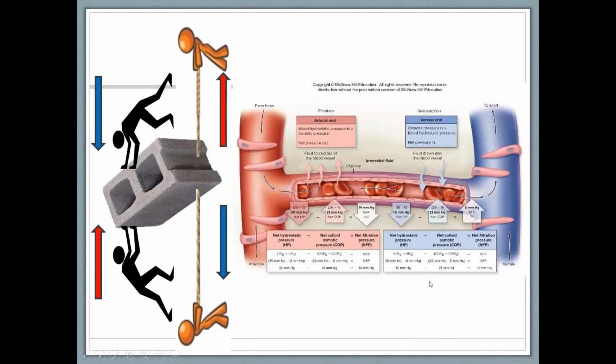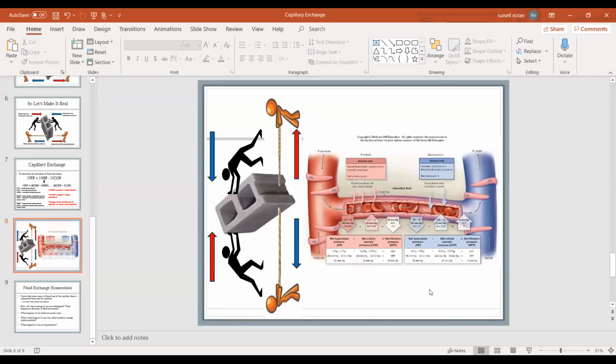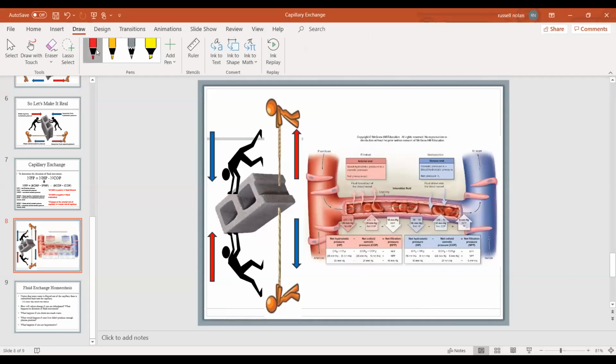Let's see here. So we have 35 and 26, and we have, oops.